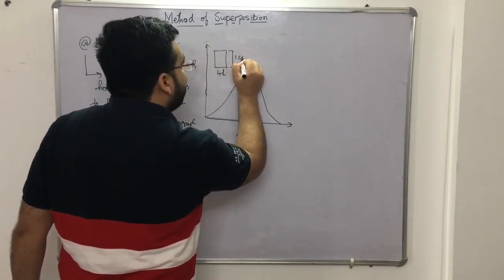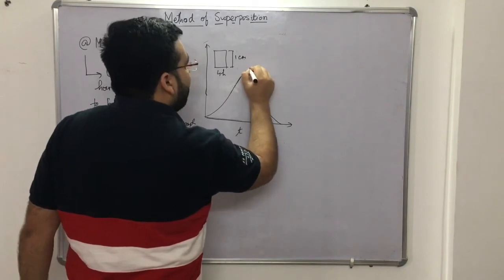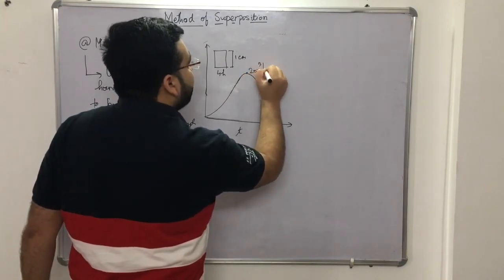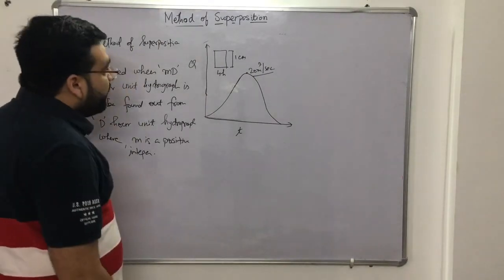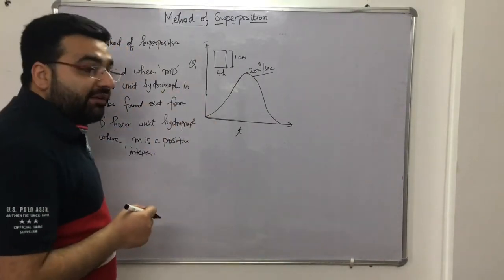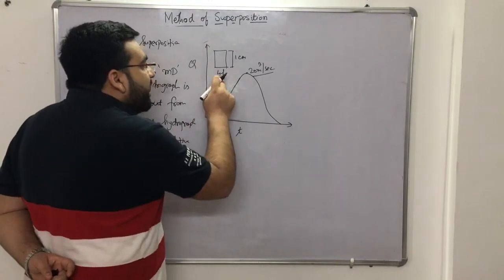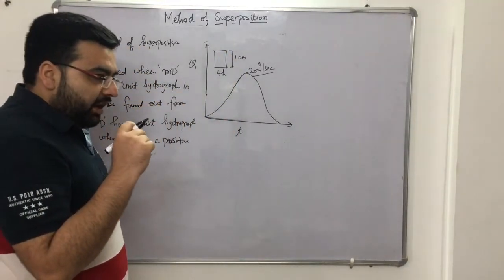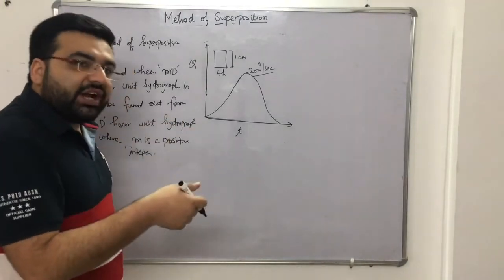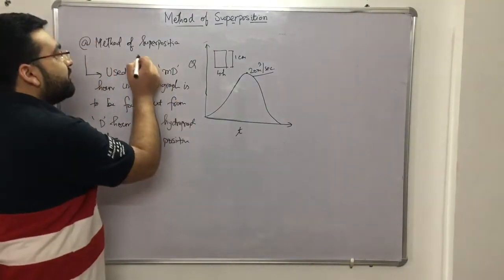1 centimeter is the depth of effective rainfall. This is 20 meter cube per second. Let me take this example only. Don't get confused, right? Now this is a 4-hour unit hydrograph. If you need to determine a unit hydrograph for 8 hours, or 12 hours or 16 hours or 20 hours, then the method of superposition is valid.